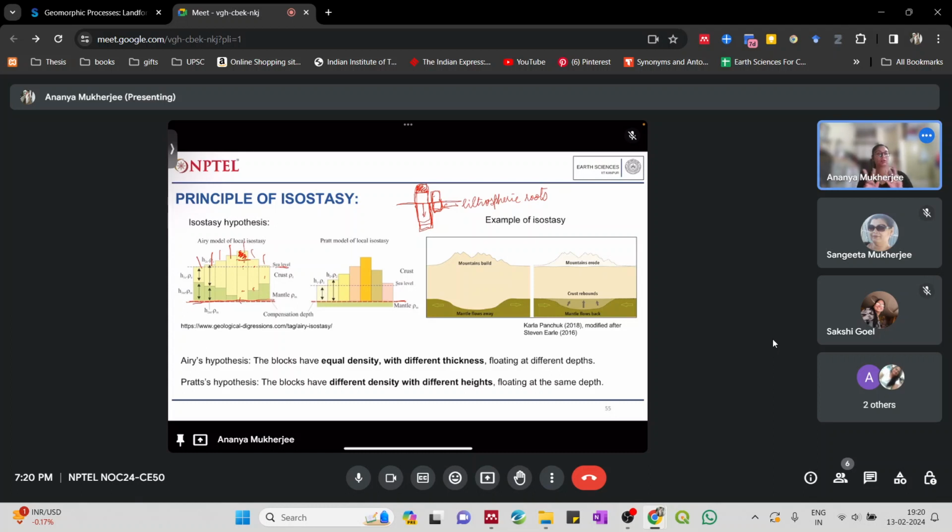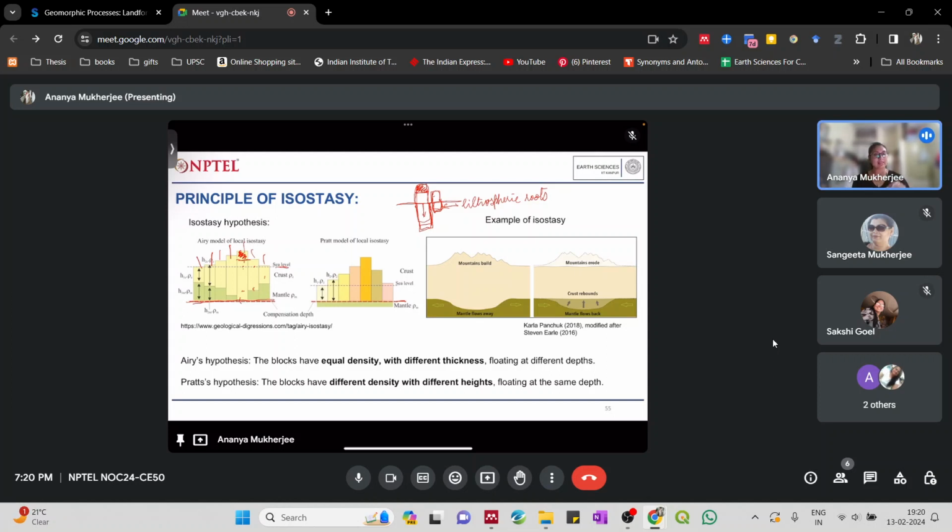So these are the two different isostasy models or hypotheses that were given to help us understand how changes in density or changes in the thickness of the material of the earth's crust or the lithosphere help in keeping that balance where the lithosphere can float on the asthenosphere.